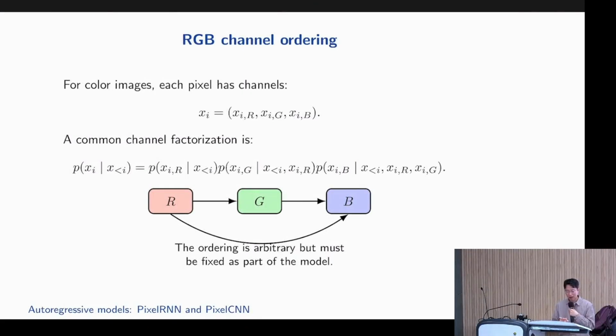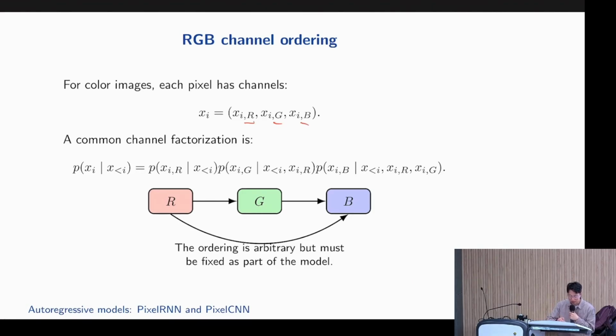Okay, so how about color images? You have 3 channels, red, green, blue. So channel size now is 3. The idea is the same. You just need to fix an ordering among these channels. Specifically, let's just say we chose red comes first, then green, and then blue. So we can do something like this.